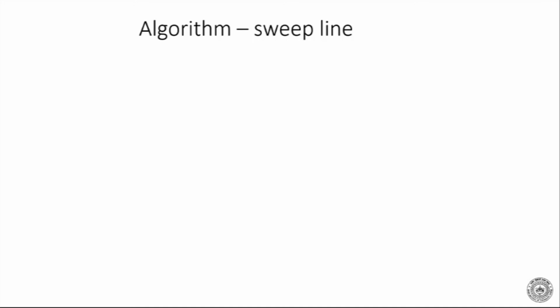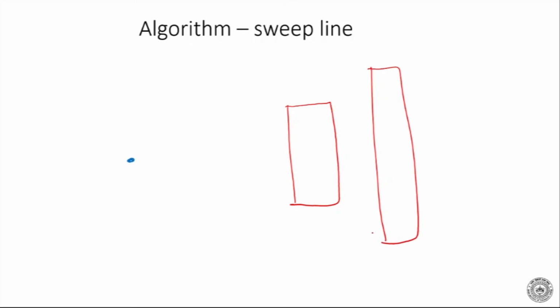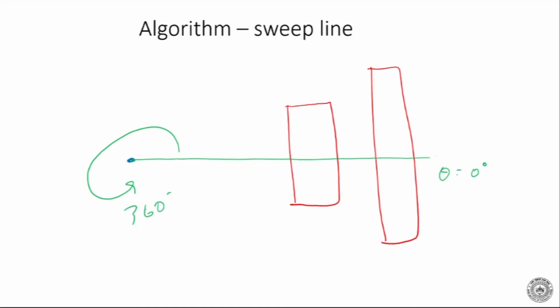Let me draw it again and just explain. This is a very simple method, a very nice geometrical method. Here we have one obstacle, here I have another obstacle, the same example, and we started off by using a ray of light like this at theta equal to 0 degrees. Then we start sweeping it like this, 360 degrees. Wherever it hits an edge and a vertex, we record it. These are all straight lines and edges, so geometrically we can find out the intersections, right?